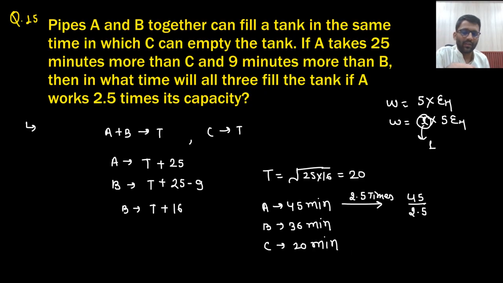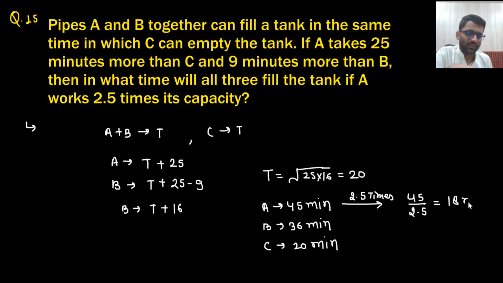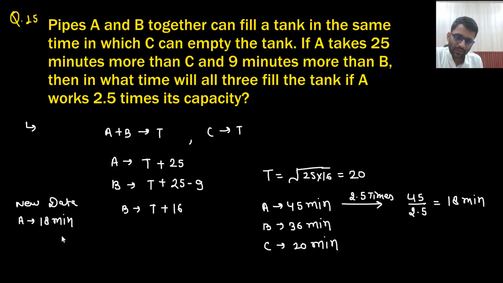So 45 divided by 2.5, what would that be? 18, right? Now what is the new data? New data is that A can fill the tank in 18 minutes. B can fill the tank in 36 minutes. And C can empty the tank in 20 minutes.